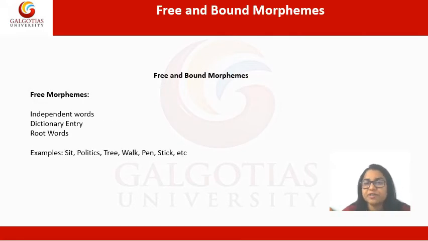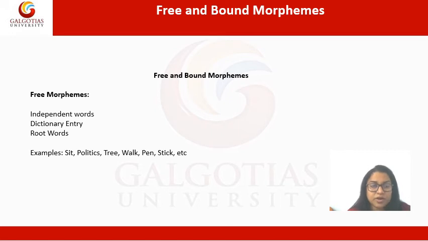Then there is a concept of free and bound morphemes. We have two basic morpheme structures: free morphemes and bound morphemes. Free morphemes are independent, separate words, dictionary entries that cannot be divided. These are lexical items. For example, enjoy, cheer, light, politics, politician, political. These are free morphemes, simple words, the main or root words.